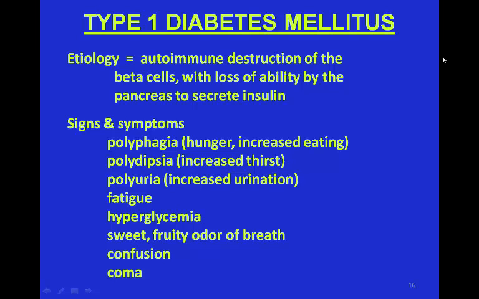The symptoms and signs of type 1 diabetes include what we call the 3 polys: polyphagia, polydipsia, and polyuria. Poly means increased or many. Polyphagia is increased eating. Polydipsia, increased thirst or drinking. Polyuria, increased urination. So these are the 3 hallmark signs of uncontrolled type 1 diabetes. Another very common and important sign is fatigue, and then of course hyperglycemia. The blood sugar gets out of control.